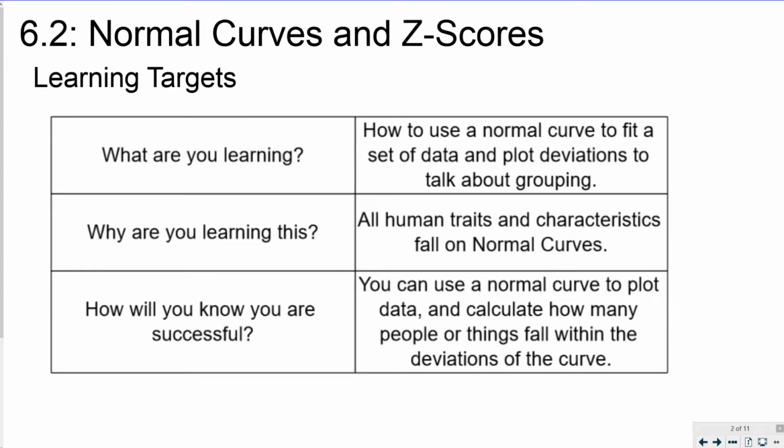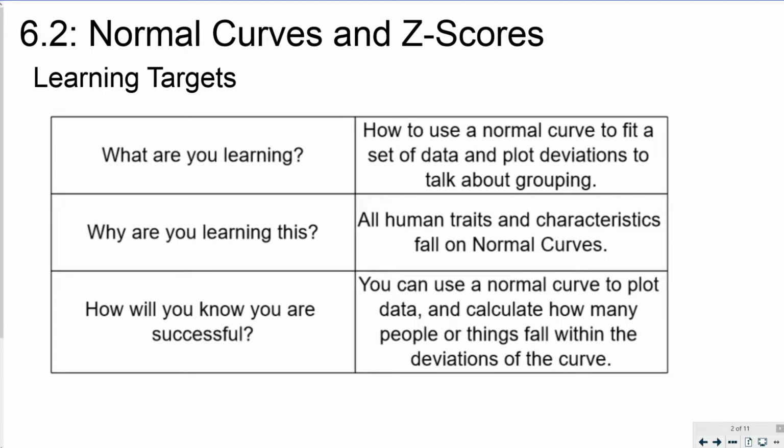Alright guys, in this video, this is going to be a tough one, but we're going to get through it. We're going to learn how to use a normal curve to fit a set of data and plot deviations to talk about grouping. Why? Because human traits and characteristics fall on normal curves. Pretty much any characteristic you can think of is on one of these kinds of curves. And you'll know you're successful when you can use a normal curve to plot data and then calculate how many people or things fall within the deviations of that curve.